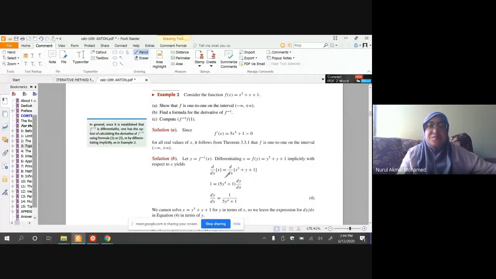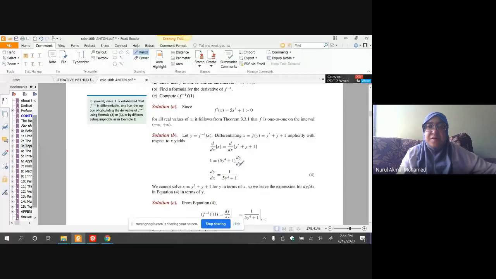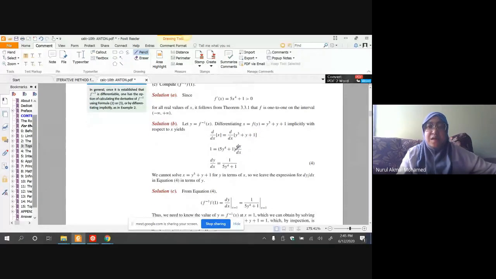We differentiate with respect to x, and the left hand side will become 1. For the right hand side we have 5y to the power of 4, and right after we differentiate with respect to x, since this is a variable in terms of y, we have to write dy/dx after this. For this one, we differentiate y, we get 1, and then we write dy/dx. For this one, it gives you a constant. Then you make dy/dx the subject, and you get this.